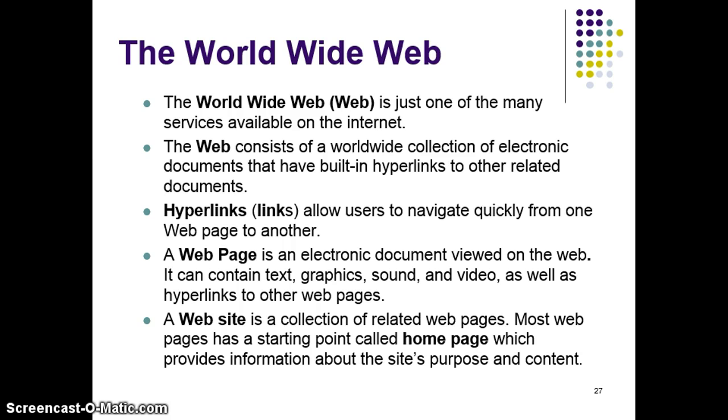A web page is an electronic document viewed on the web. It contains text, graphics, sound, and video, as well as hyperlinks. A website is a collection of related web pages. Most websites have a starting point called the home page, which provides information about the site's purpose and content.